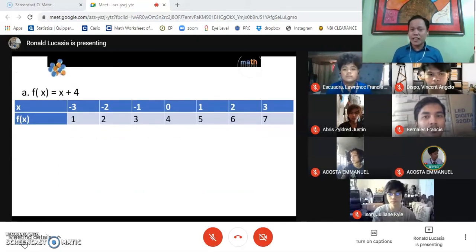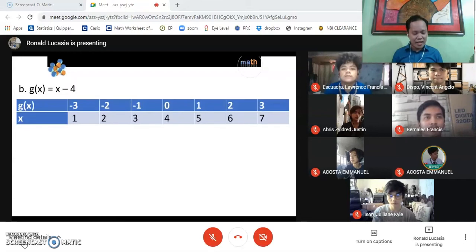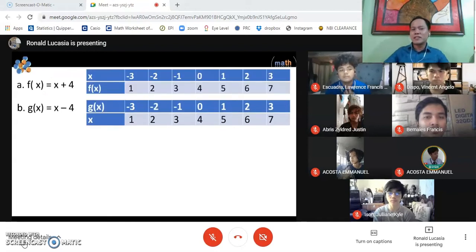Now, as Lawrence mentioned, here are the values of f of x when the possible values of x are from negative 3 to 3, and the resulting values of f of x, or y, are from 1 to 7. And as mentioned by Vincent, when the given values of g of x, or y, are from negative 3 to 3, the values of x will be from 1 to 7. I want you to take a look at the resulting table.